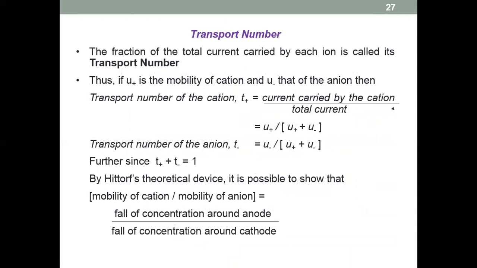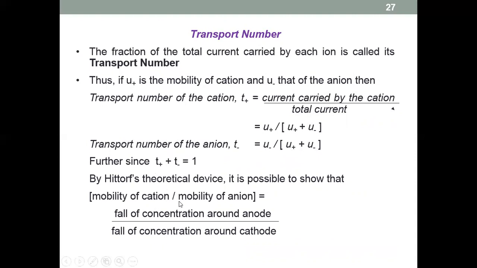The fraction of the total current carried by each ion in the solution is called the transport number. If U plus is the mobility of the cation and U minus is the mobility of the anion, the transport number for the cation is the fraction of current carried by the cation divided by the total current. So the fraction of current by the cation is proportional to U plus, and the total current is proportional to the ionic mobility of the cation plus the ionic mobility of the anion. Similarly, you get T minus as U minus divided by U plus plus U minus. If you add those up, the transport numbers of both give you unity, and hence these transport numbers are fractional numbers.